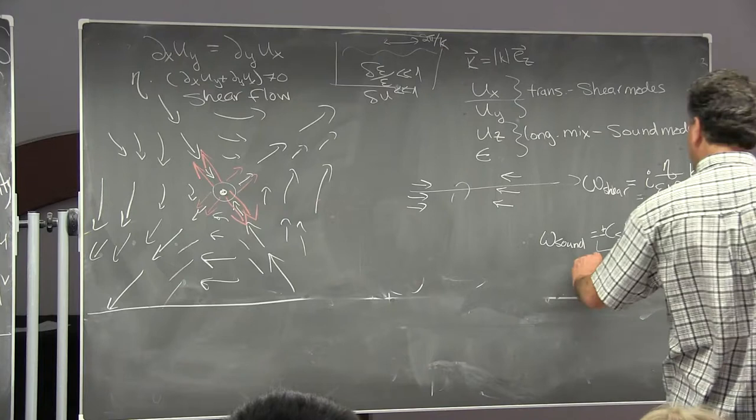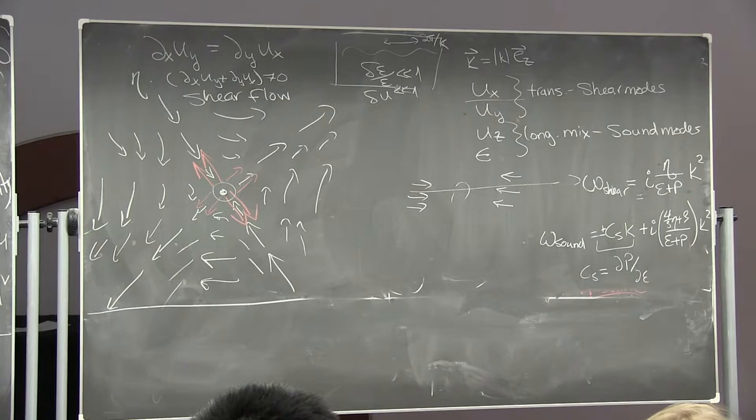And CS is, what is it? It's the thing it always is. It's partial P, partial E. No, that's CS squared, right? Yeah. The usual speed of sound.